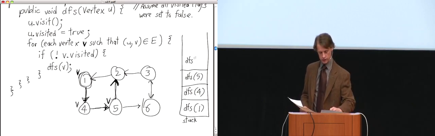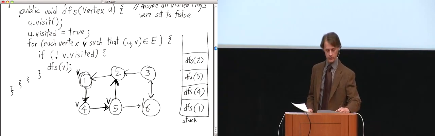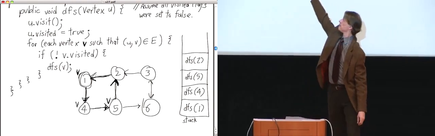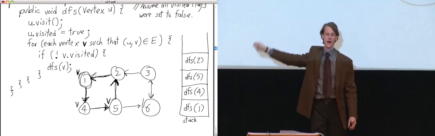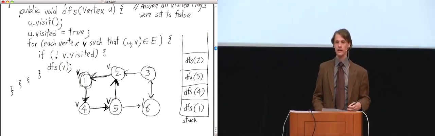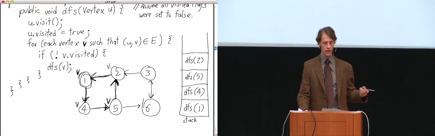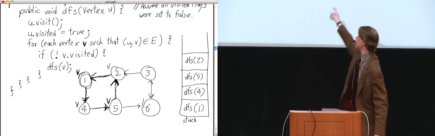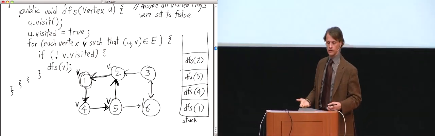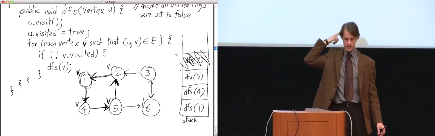So I call depth first search recursively on 2. Now I look at all the edges out of 2. There's only one. It's the edge that goes from 2 to 1. Has 1 been visited yet? 1 has been visited, so I'm just not going to visit 1 again. So I don't call DFS 1. Instead, I look to see if there's any other edges coming out of 2. There are not, so we're done with node 2. And the recursion backtracks. We remove the top stack frame from the stack.